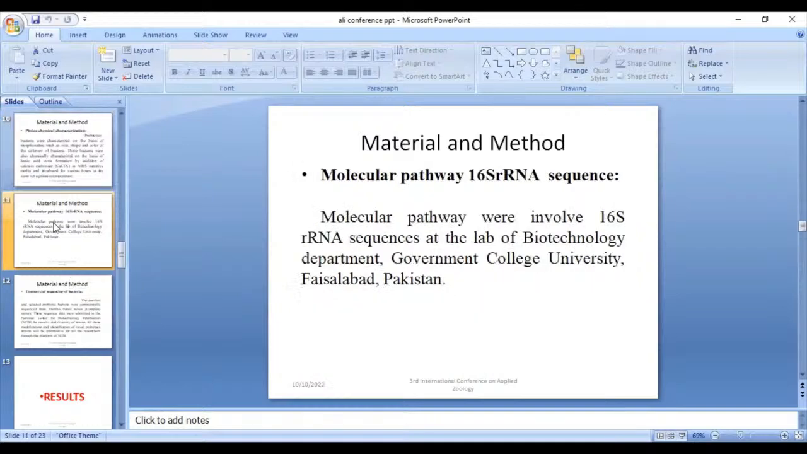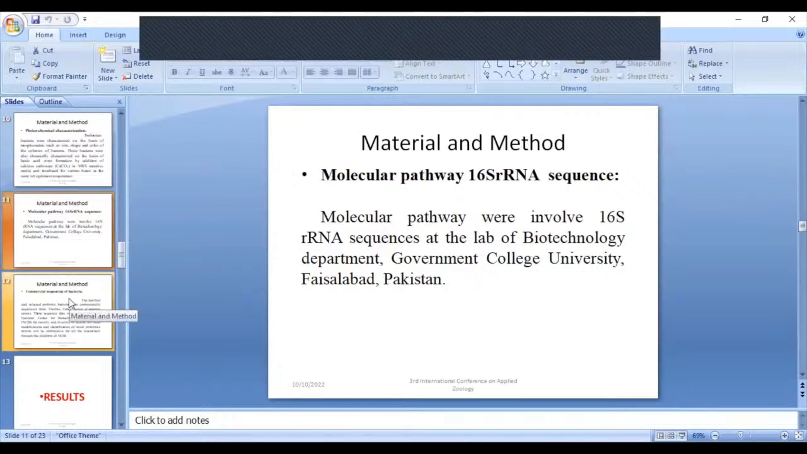Molecular pathway, 16S ribosomal RNA sequence. The molecular pathway involved 16S ribosomal RNA sequencing at the lab of the Biotechnology Department, Government College University of Faisalabad, Pakistan.